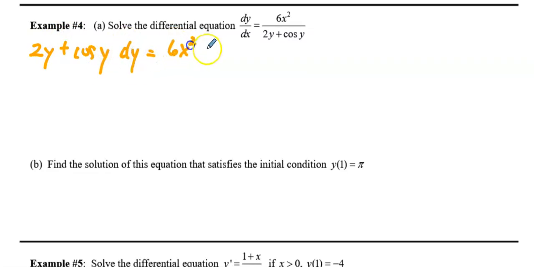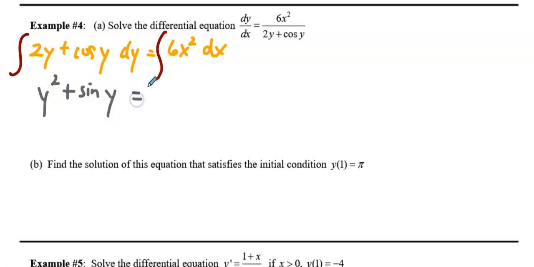So we get 6x squared dx. So we have these right here, which is good. And just like in previous examples, we're going to go ahead and integrate both sides. And yes, you could put parentheses around that if you want to, but you don't really need to do that necessarily. And so we integrate 2y. Well, that just simply becomes y squared. We integrate cosine of y. We're going to make that positive sine of y. And then on the right side here, we're going to integrate 6x squared, which is 2x cubed.